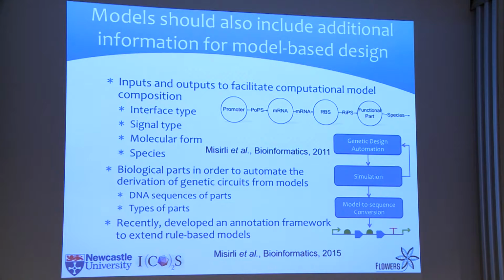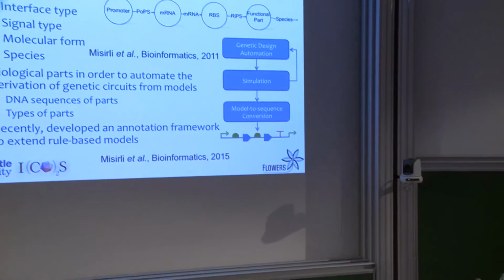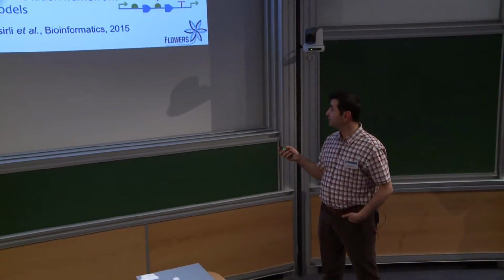So this information is really useful. And if you want to use models as blueprints to derive the DNA sequences directly, the model should also include DNA sequences and types of biological parts. Then the composed models would include everything I need to get back to the DNA sequence. Starting from a computation specification to simulations, we can refine and create a model that we are happy with, and we can turn it into a DNA sequence ready for synthesis. So that's the idea. Recently we extended rule-based models to allow annotations. They didn't allow embedding any external data previously, which is recently published if you want to have a look.